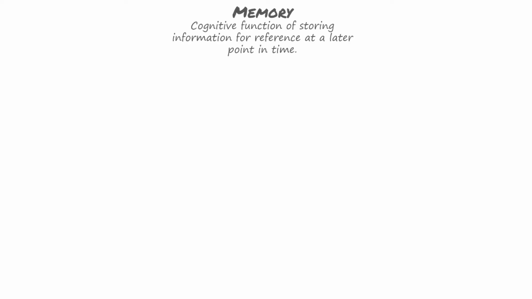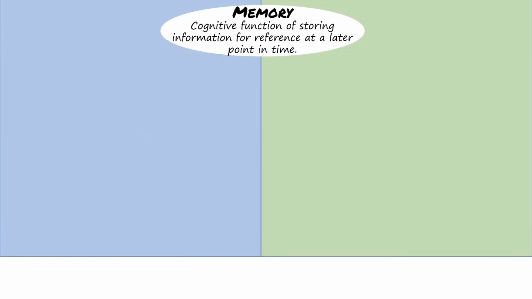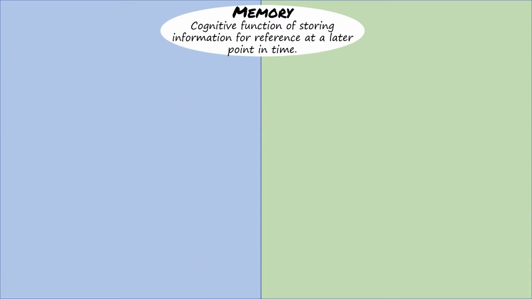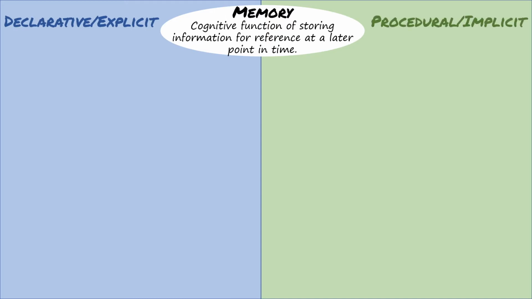Before we get started on that, it's important that we first talk about what memory is. Now, many of you may be familiar with the formal definition of memory, the cognitive function of storing information for reference at a later point in time. But were you aware that there are different kinds of memory? Memory can actually be split by the kinds of information that is being stored. Specifically, we have declarative memory and we have procedural memory.